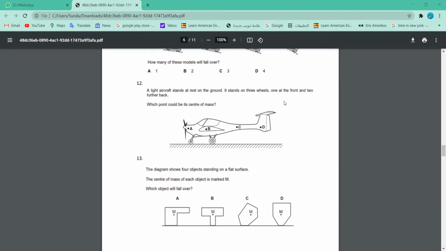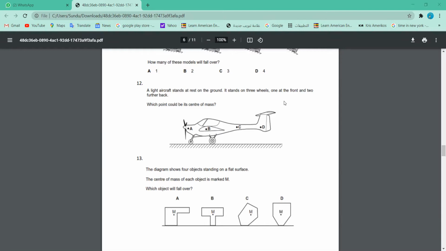Why? Ma'am, because if we draw the lines and find out the center of mass, the lines in the middle will only meet at B. I mean, you're hanging the helicopter and then deciding. Yes, ma'am, that's another way that our teacher told us to find the center of mass.